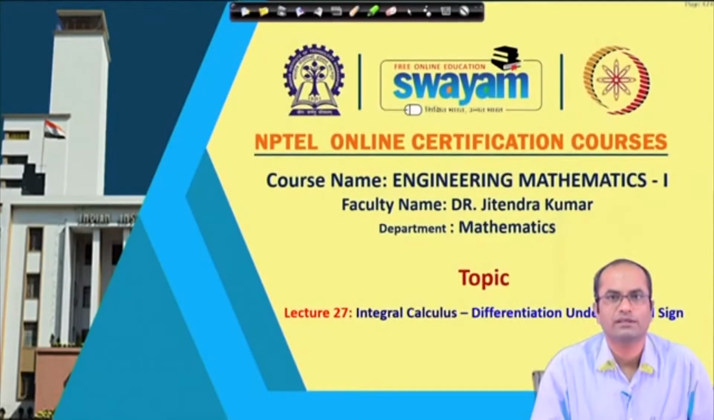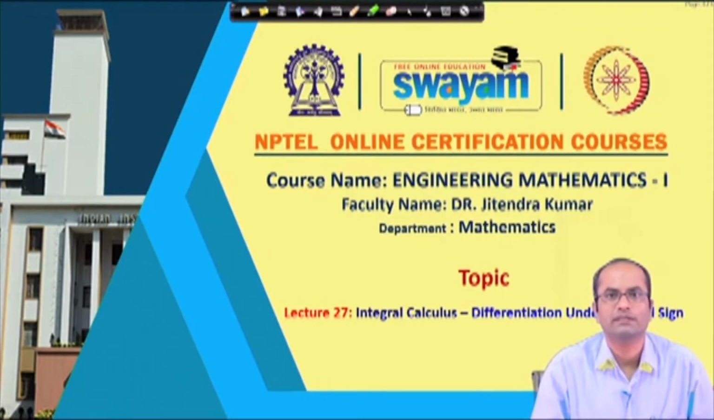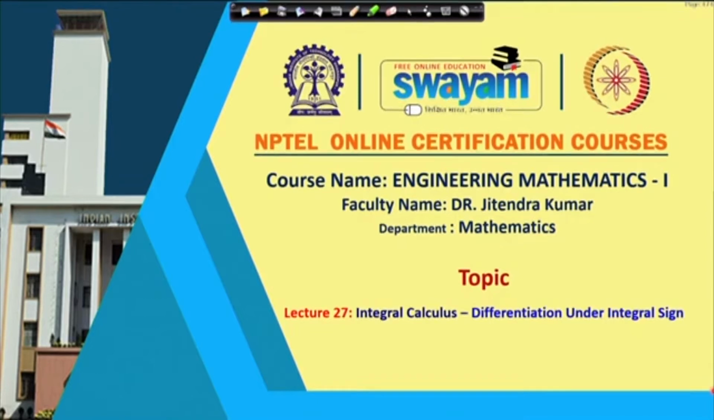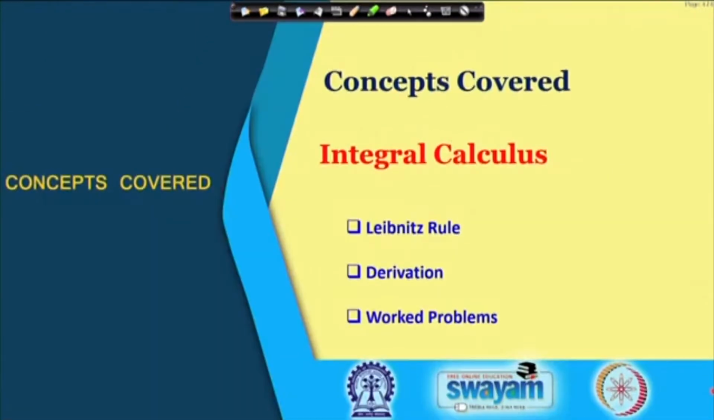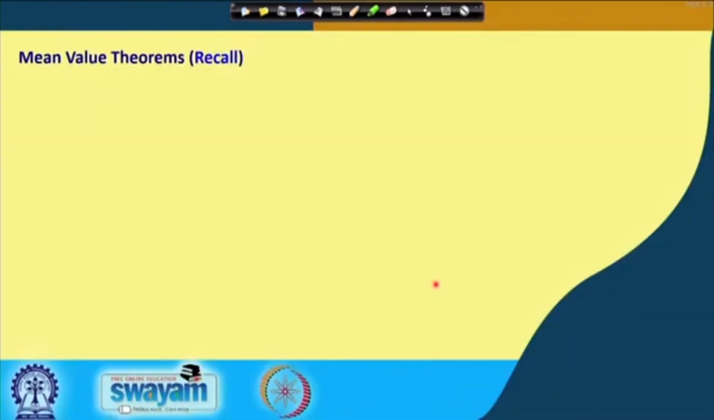So, welcome back to the lectures on Engineering Mathematics 1, and this is lecture number 27, and we will be continuing our discussion on integral calculus, and today's topic will be differentiation under integral sign. In particular we will be talking about Leibniz rule. That is the rule we apply for differentiation under integral sign, and we will go through also the derivation of this Leibniz rule and some worked problems.